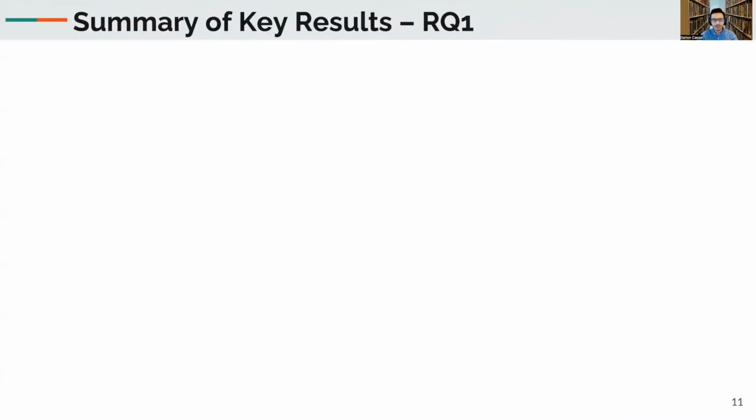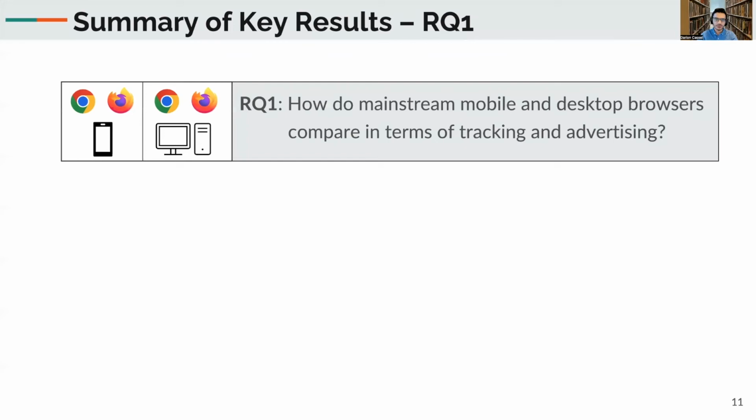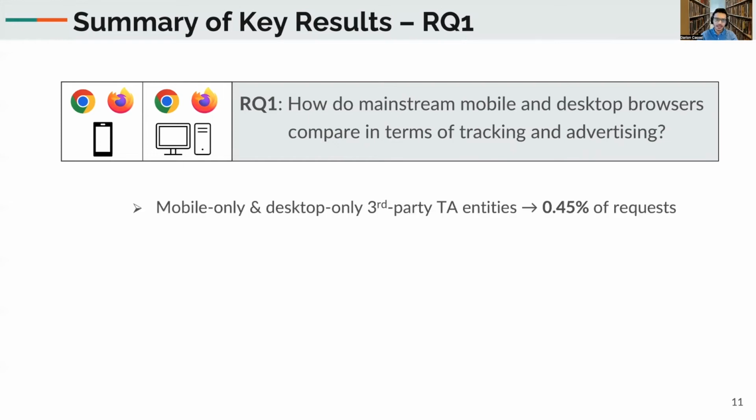Okay, I won't have time to go over all of our results in detail, so instead I'm going to be presenting a summary of some of our key results. First, for our first research question, which asks, how do mainstream mobile and desktop browsers compare in terms of tracking and advertising? What we found, surprisingly, is that the mobile-only and desktop-only third-party tracking and advertising entities only accounted for 0.45% of the requests in our crawl, indicating a surprisingly low impact.